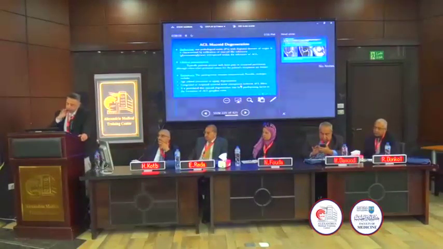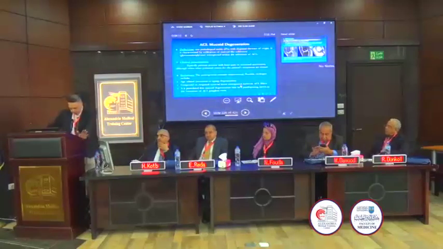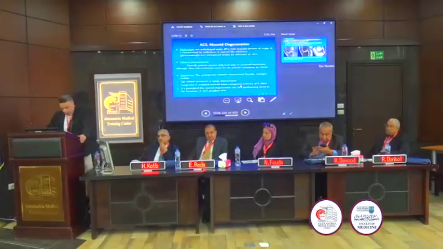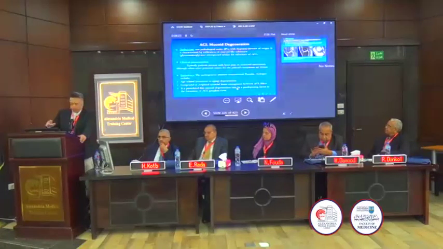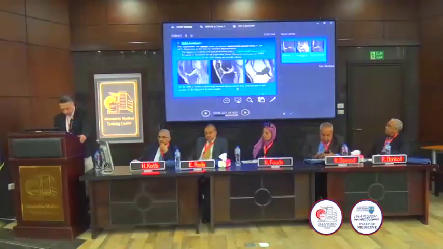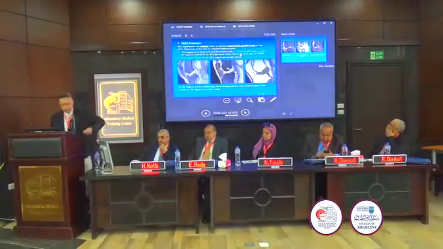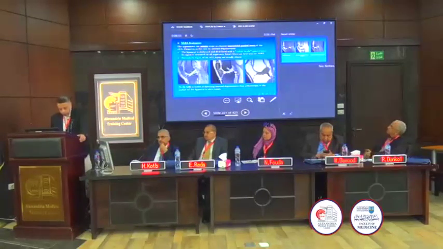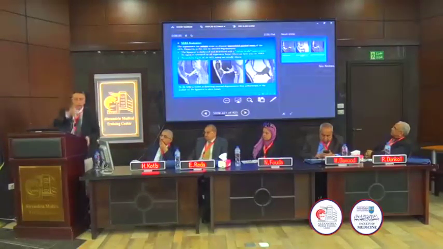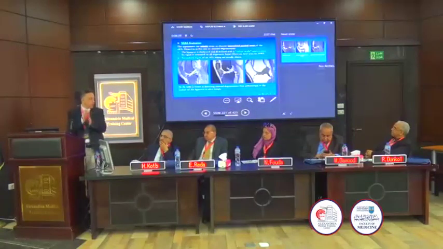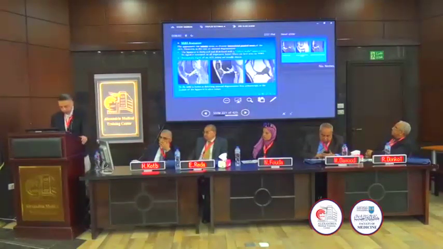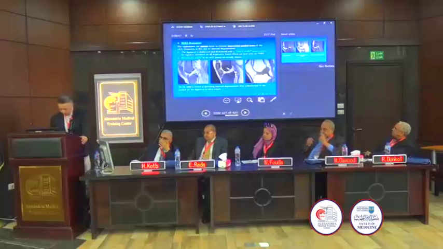ACL mucoid degeneration occurs with the aging process, typically in elderly patients. It is postulated that it may be a predisposing factor for ganglion cysts associated with ACL degeneration. The typical appearance is a celery stalk appearance, with intact fibers and mucoid material in between. So it gives the appearance of a tear, and it must be differentiated from a partial thickness tear.